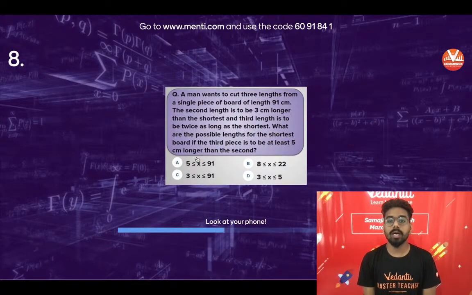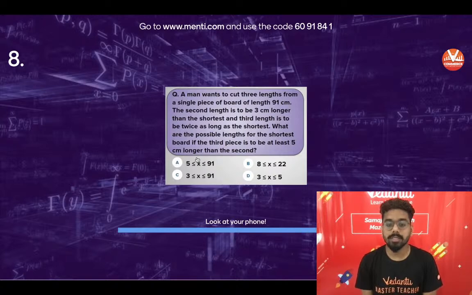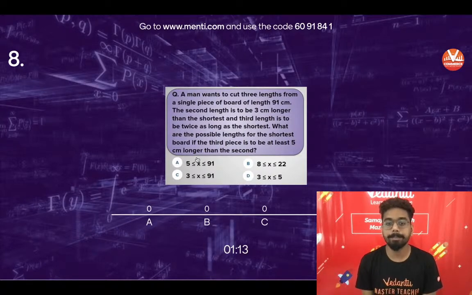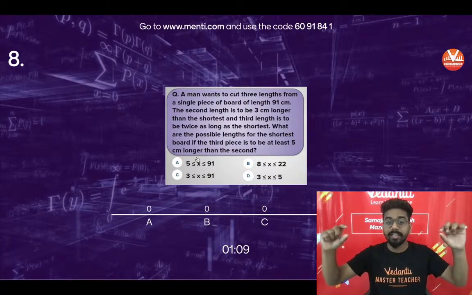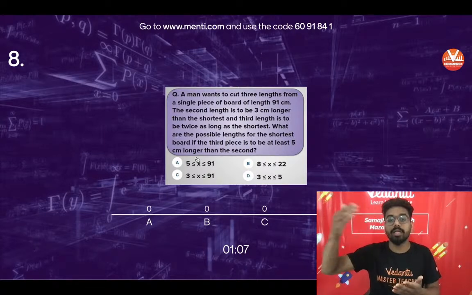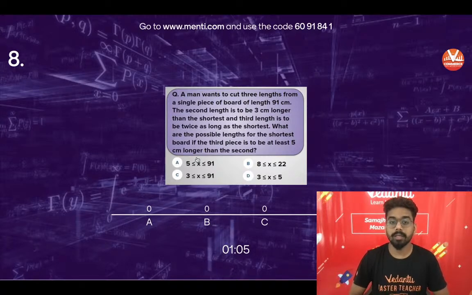A man wants to cut 3 lengths from a single piece of board of length 91 centimeter. There is a board of 91 centimeter. You want to cut in 3 lengths. Okay, 3 pieces. Second length is to be 3 centimeter longer than the shortest, and the third length is twice as long as the shortest.